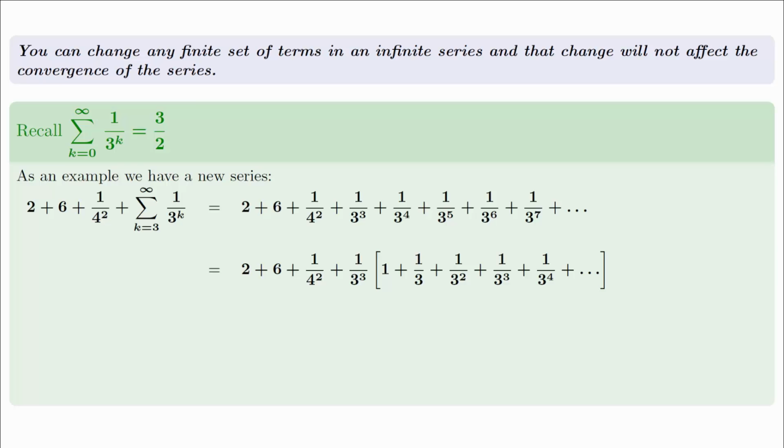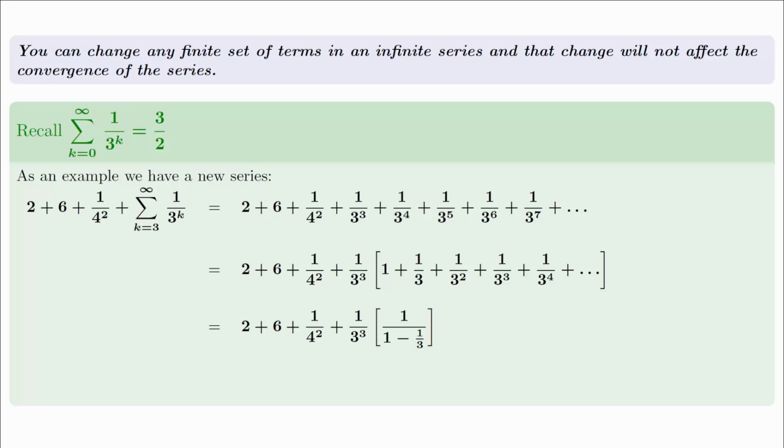1 over 3 cubed, factored out, times the geometric series, 1 plus 1/3 plus 1 over 3 squared, and so on, forever. And that's just exactly 2 plus 6 plus 1 over 4 squared, plus the factor 1 over 3 cubed, times the sum of the geometric series, 1 over 1 minus 1/3. In short, by recognizing the geometric series embedded in the new series, we can actually sum the new series.